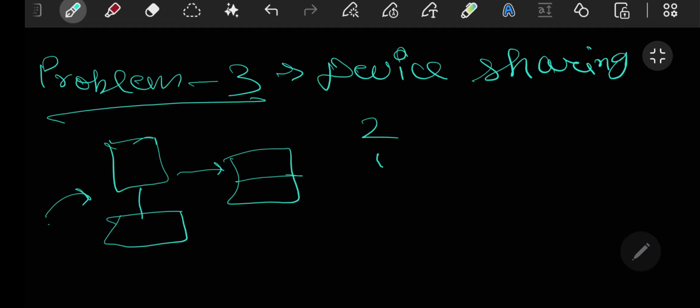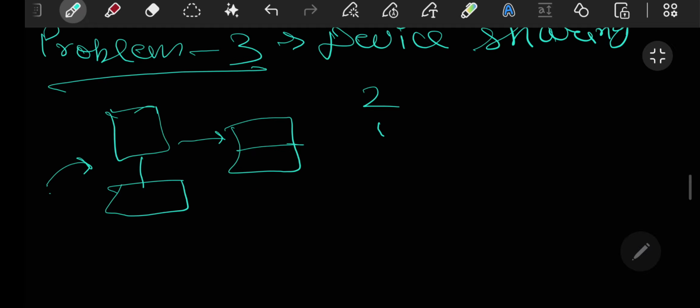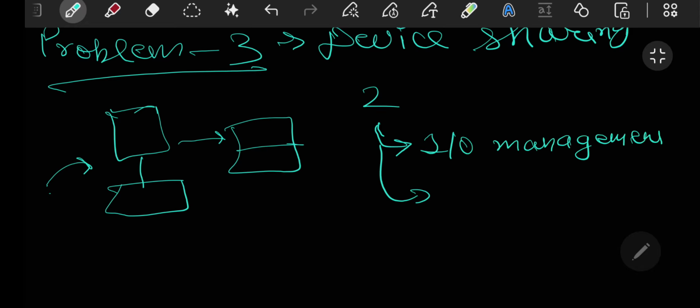Now, this behavior is elaborated by input output management, the topic we are going to study in this subject, and device drivers. We will discuss these two in this subject.